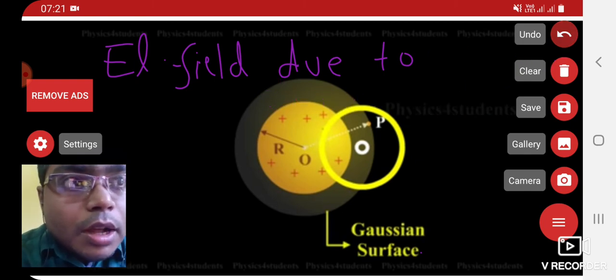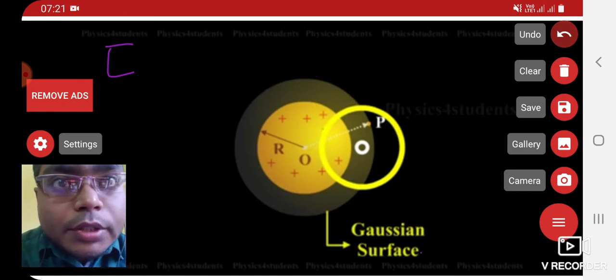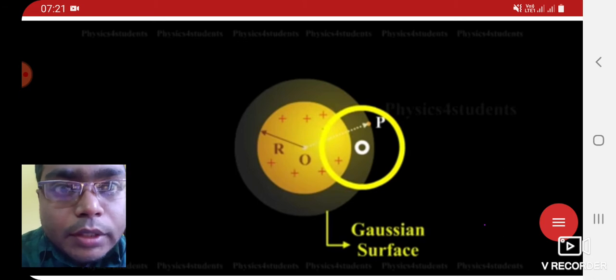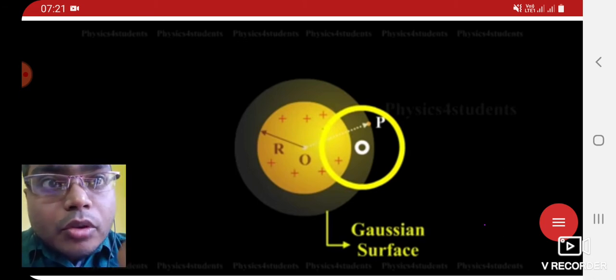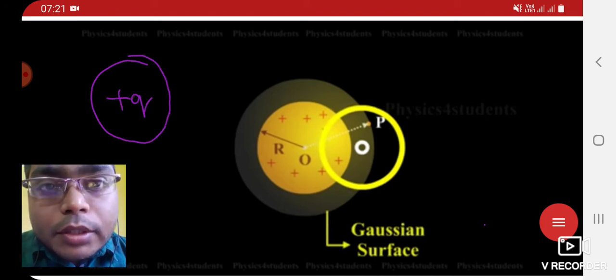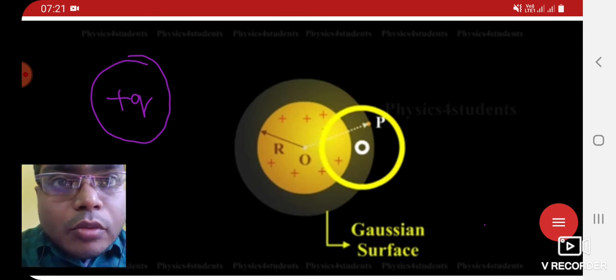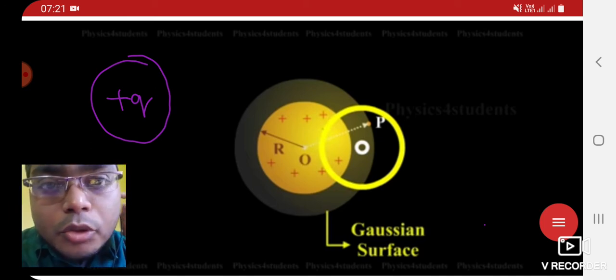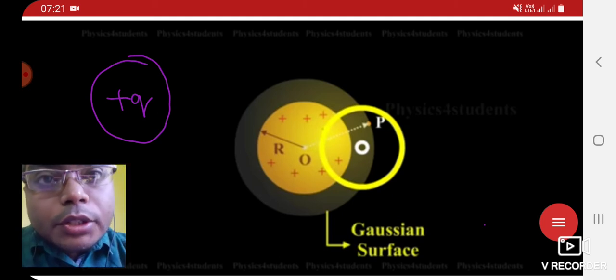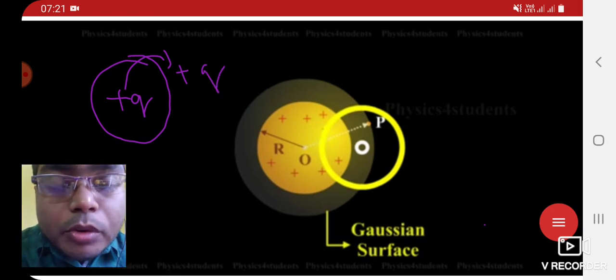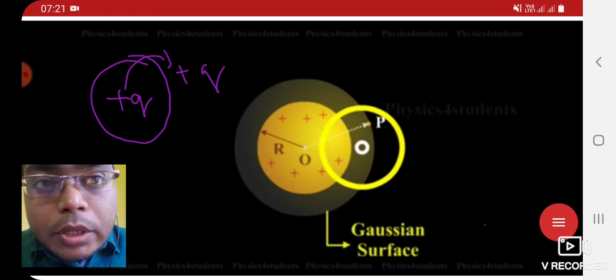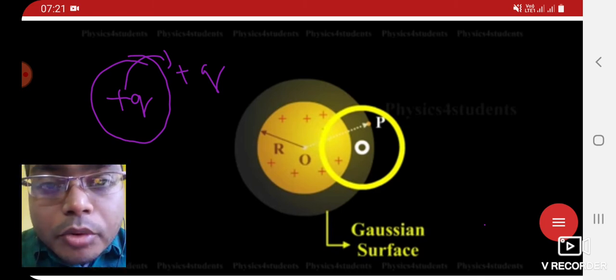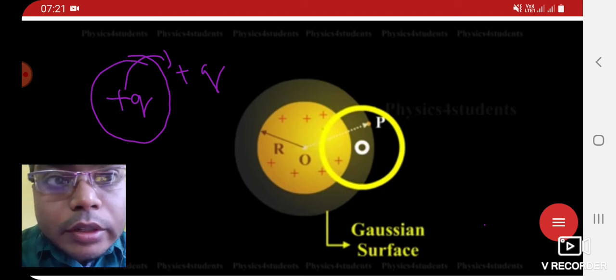And for a spherical shell, how will the charges be distributed? All the charges will be distributed over the surface. Why are the charges distributed over the surface? Because if we provide any charge at the center, then what will happen? Because there are lots of positive charges present, there will be mutual repulsion, and because of this mutual repulsion, all the charges will be present on the surface. Whenever we provide any charge to a sphere, this charge will be uniformly distributed over the surface of the conductor.